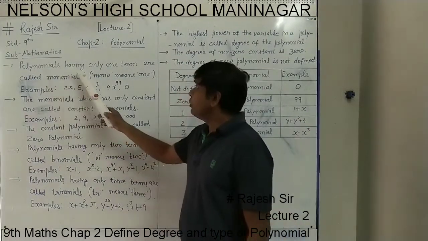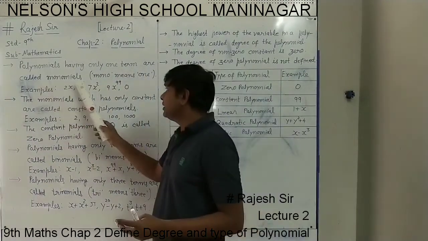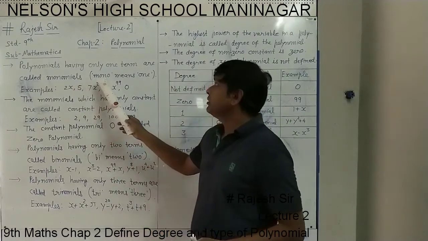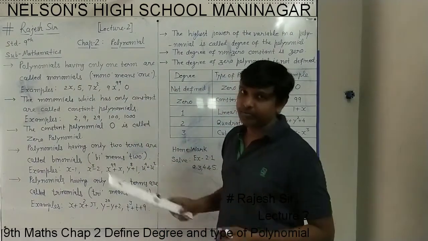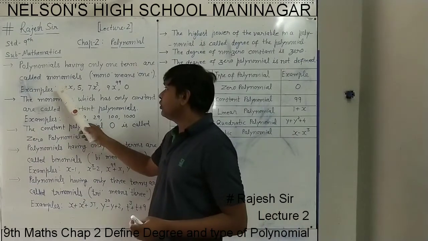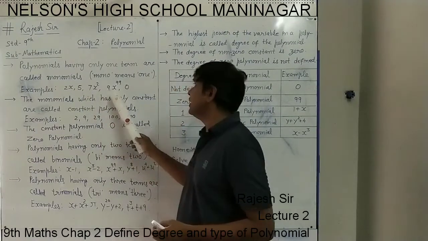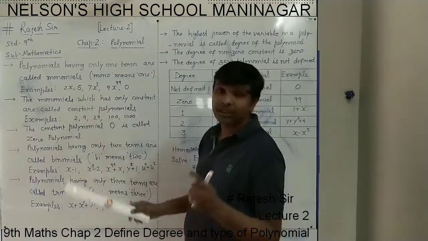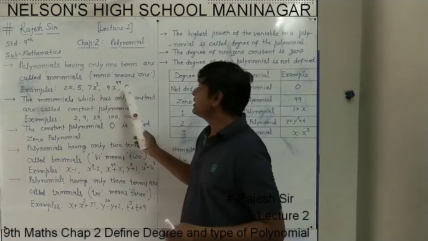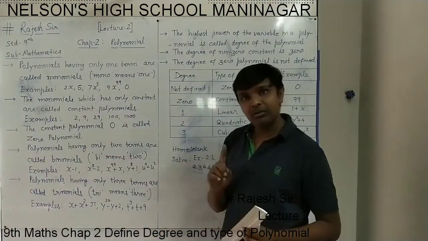The polynomials having only one term are called monomials, since mono means 1. Examples are like 2x, which has only one term, 5, only one term, 7x square, 9x raised to 99, 0. These all have only one term. So these are the examples of monomials because they have only one term.